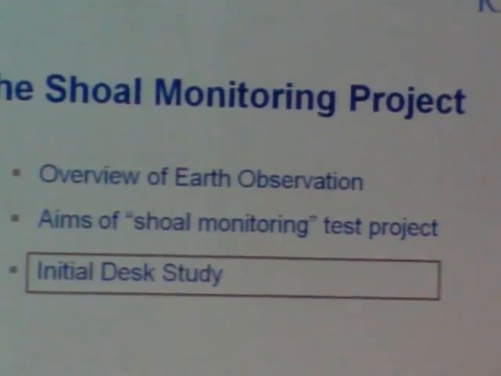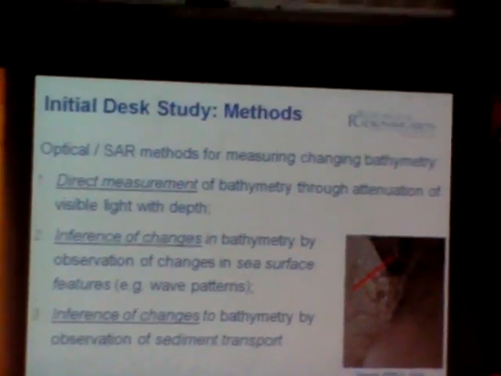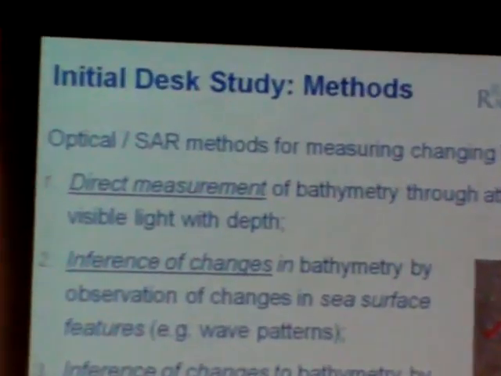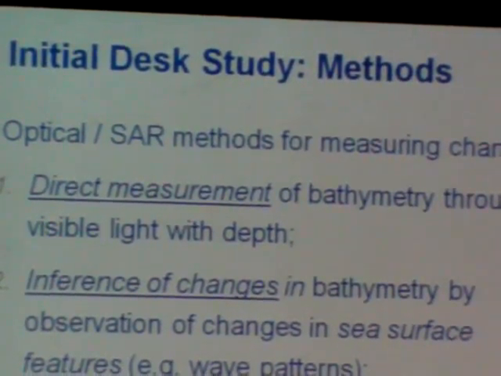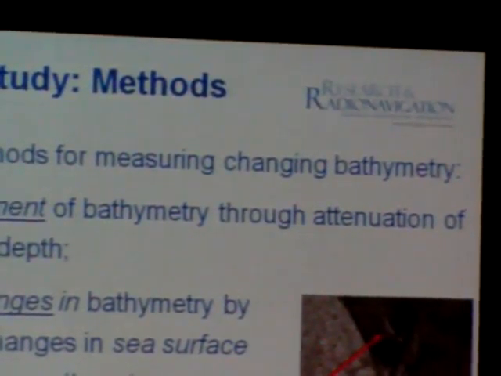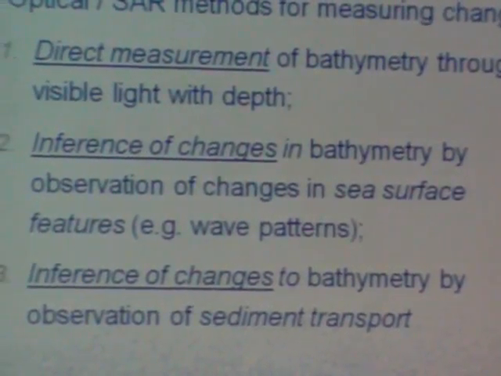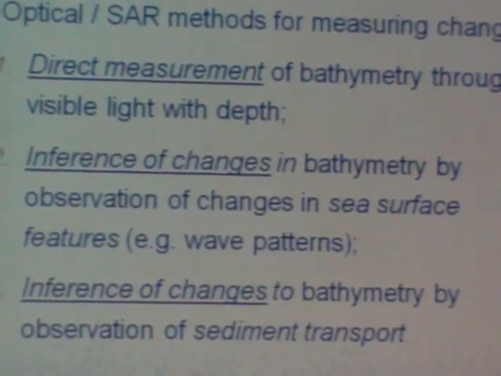The initial desk study methods were set up to examine both the use of the optical sensors and the SAR sensors for measuring changes in bathymetry, with three measurement methods investigated.